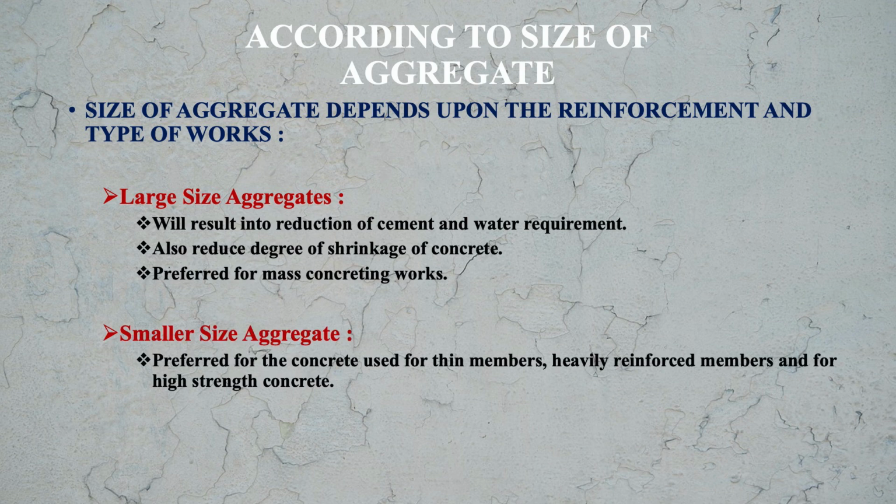The smaller size aggregates are preferred for the concrete used for thin members, heavily reinforced members and for high strength concrete. Because if the member is heavily reinforced, means the gap between the reinforcing bars will be less. So here you cannot use the large size aggregate. So you have to use the smaller size aggregate basically.